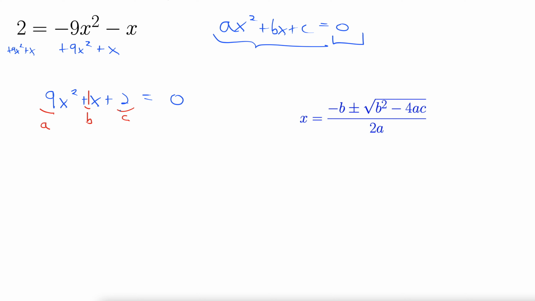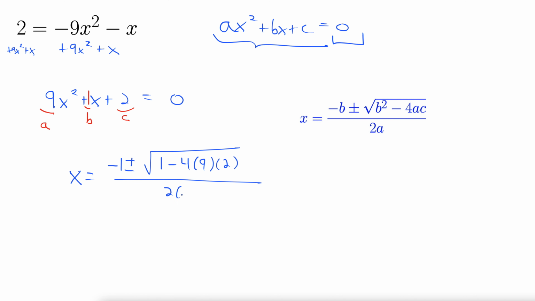Okay, so plugging into that, we get the following. Let's see what happens. So negative b, so that gives us negative 1 plus or minus the square root of b squared. Well, 1 squared is just 1 minus 4 times a, which is 9, times c, which is 2, all over 2a, which is 9. Okay, so now we just need to cook this thing down.